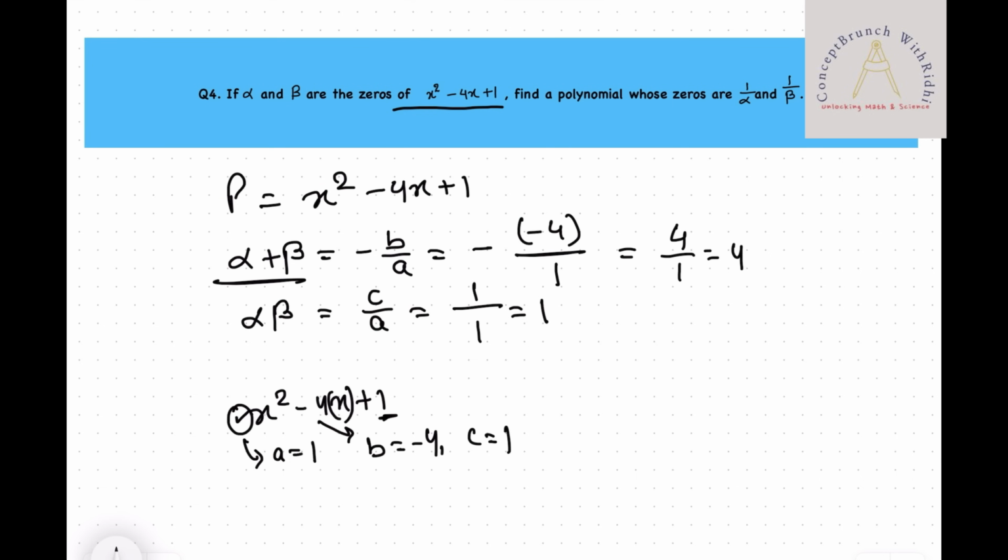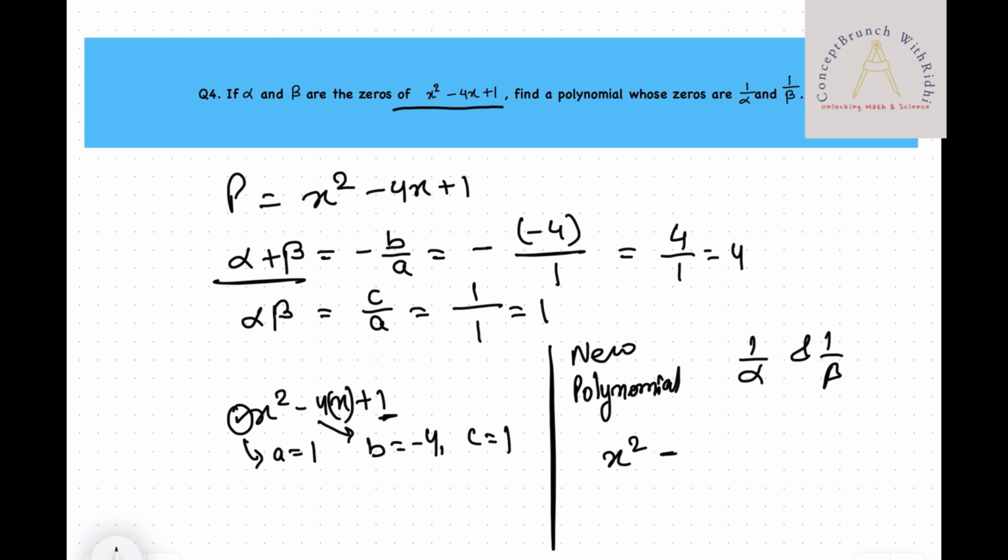We got it now. Now we have to find out the new polynomial. For the new polynomial which we have to find, what is given? The zeros are given, 1 by alpha and 1 by beta, right? So what can we write? x squared minus the sum of the zeros, meaning 1 by alpha plus 1 by beta, times x, plus the product of the zeros, 1 by alpha times 1 over beta, correct?